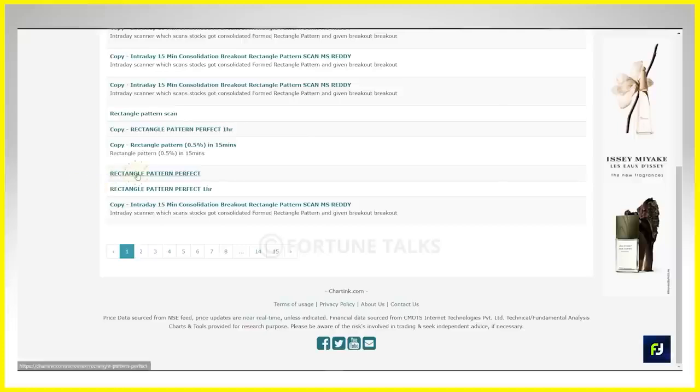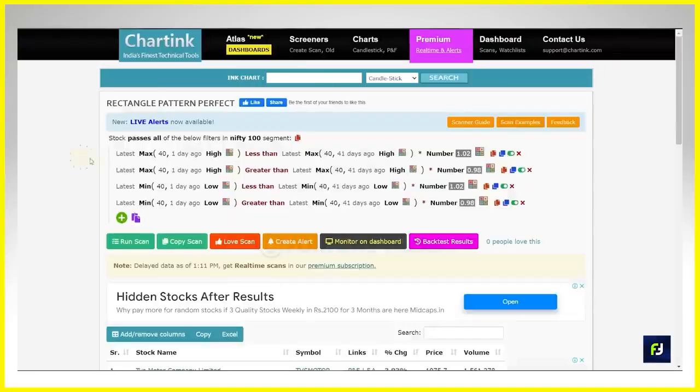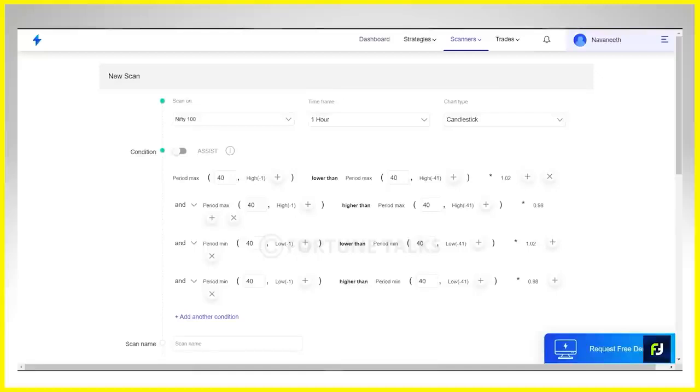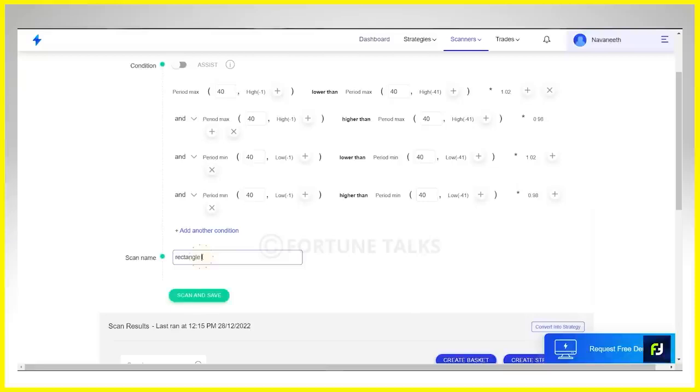So what I recommend is that you go to charting, search for the pattern you wish to trade, then select the most loved scan of that particular pattern, copy or screenshot the code logic, and then come back to Streak and fill the conditions into the conditions section. And once you're done, give it a name and run the scan.